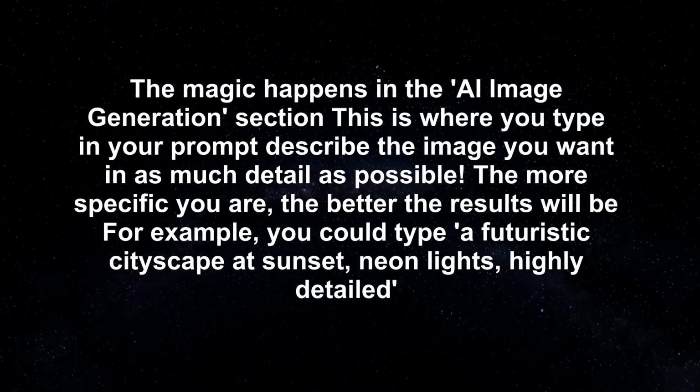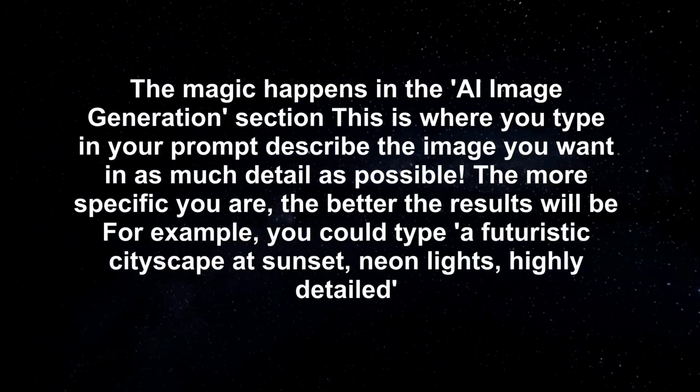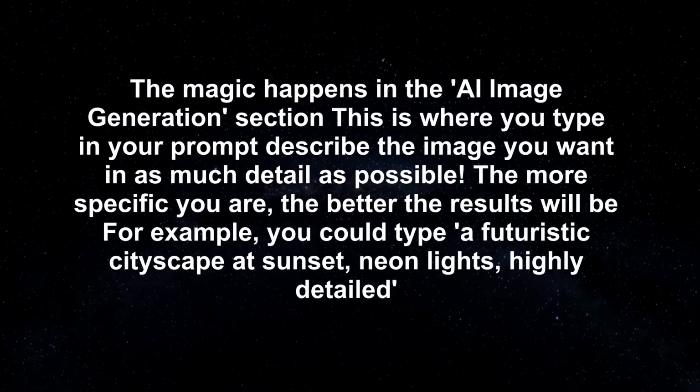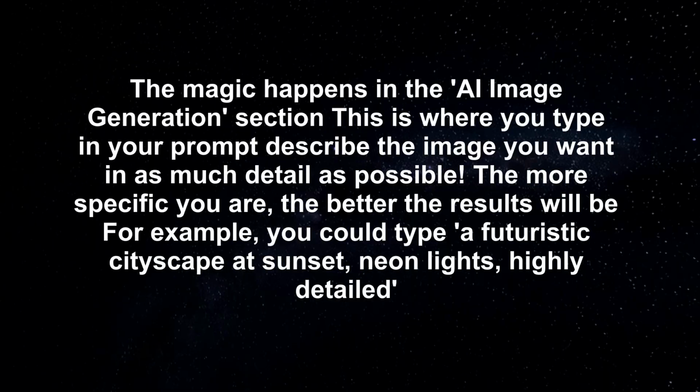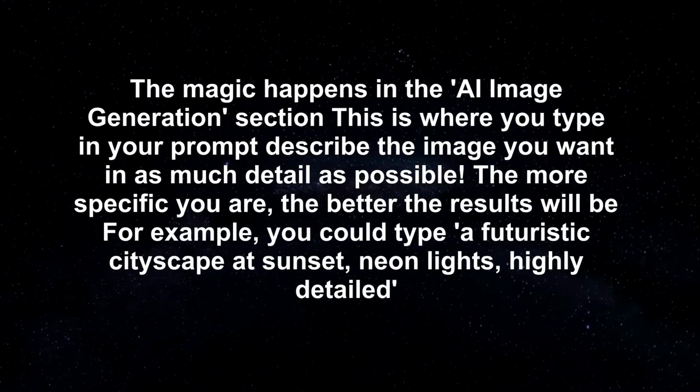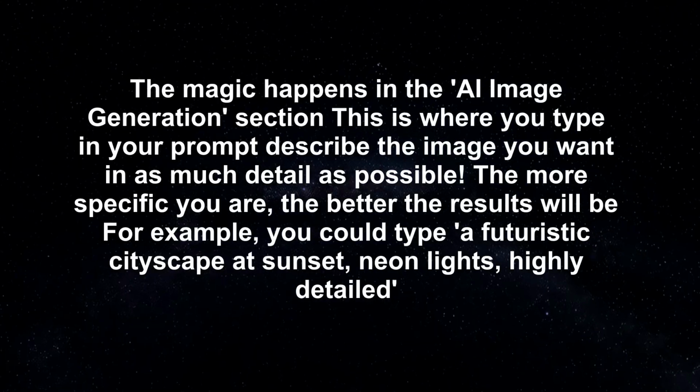The magic happens in the AI image generation section. This is where you type in your prompt to describe the image you want in as much detail as possible. The more specific you are, the better the results will be. For example, you could type, a futuristic cityscape at sunset, neon lights, highly detailed.